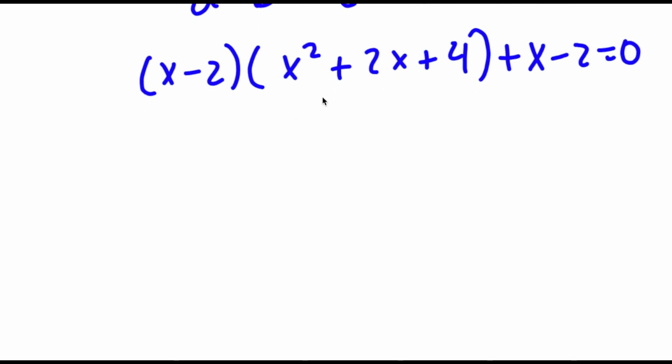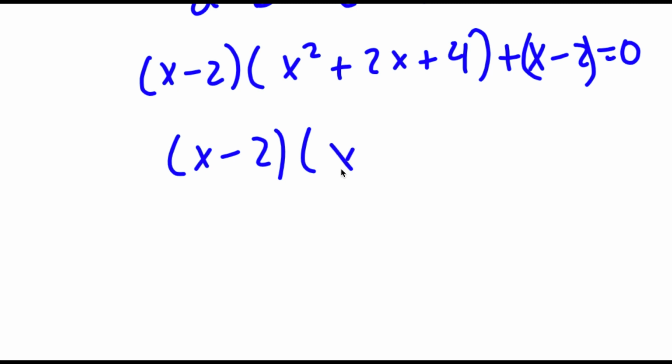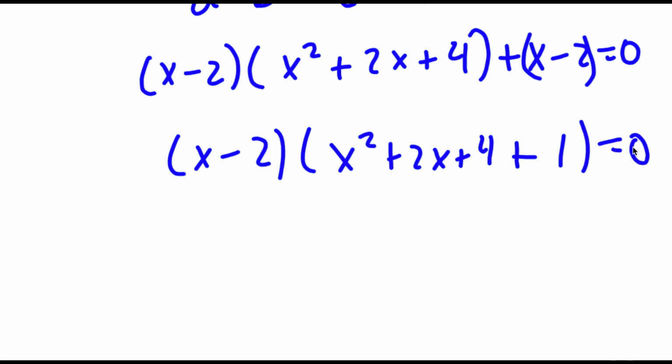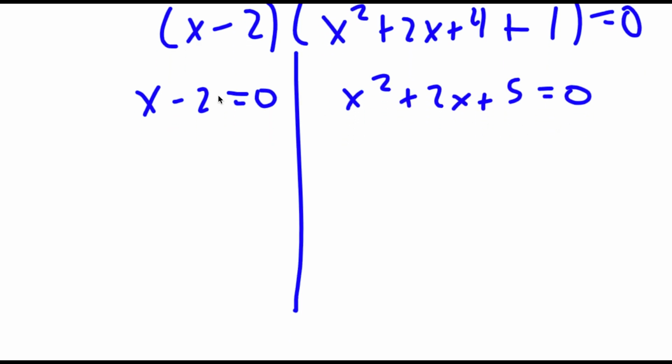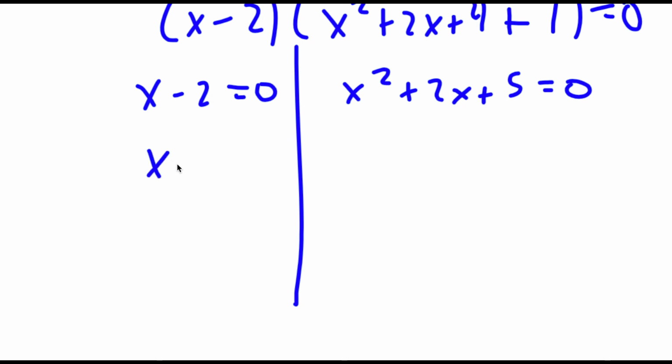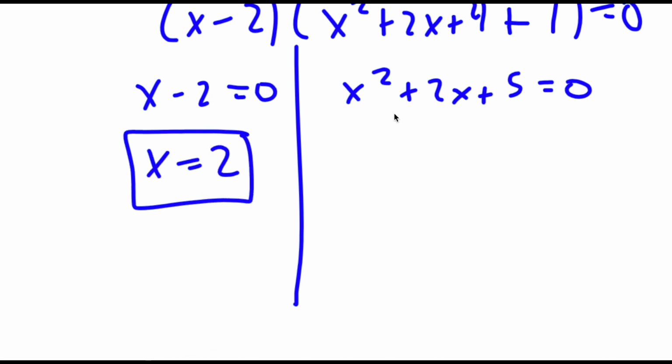So now if I factor out x minus 2, I get x minus 2 times x squared plus 2x plus 4 plus 1 is equal to 0. Now, I have x minus 2 is equal to 0, and I have x squared plus 2x plus 5 is equal to 0. So for x minus 2 equals 0, x is obviously equal to 2, so that's one solution.